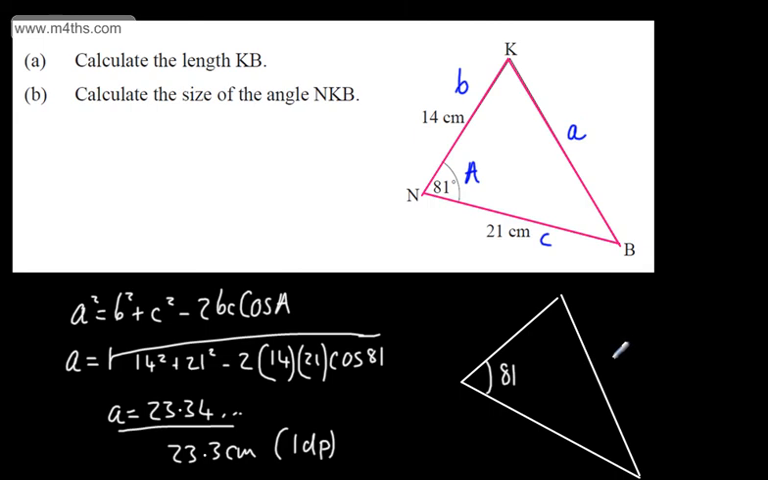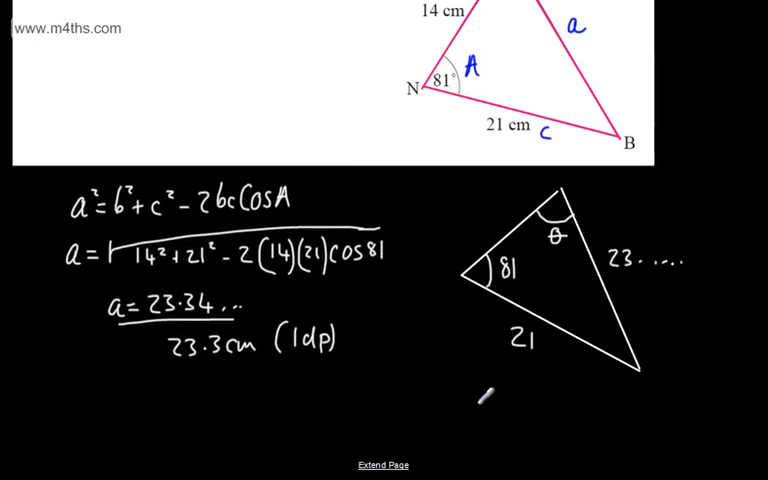We now have the 23 dot dot dot stored in the calculator. I've got this length right here, and I want this angle just here. This is the angle NKB. So we want to find a missing angle. We've got one angle and 2 given lengths, so we're going to use the sine rule.